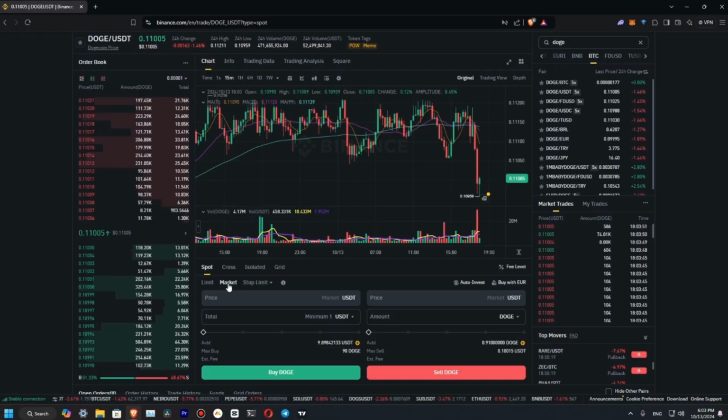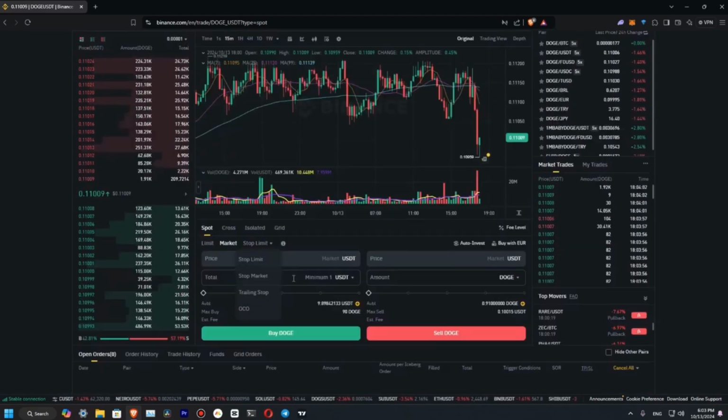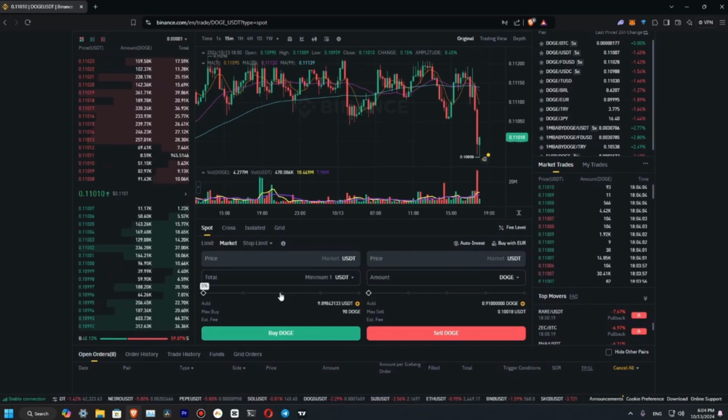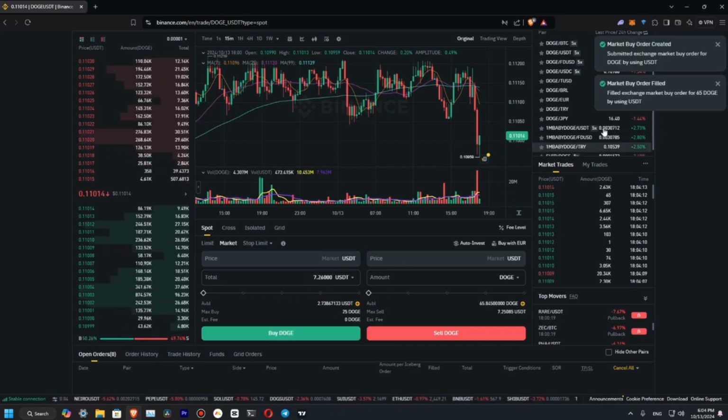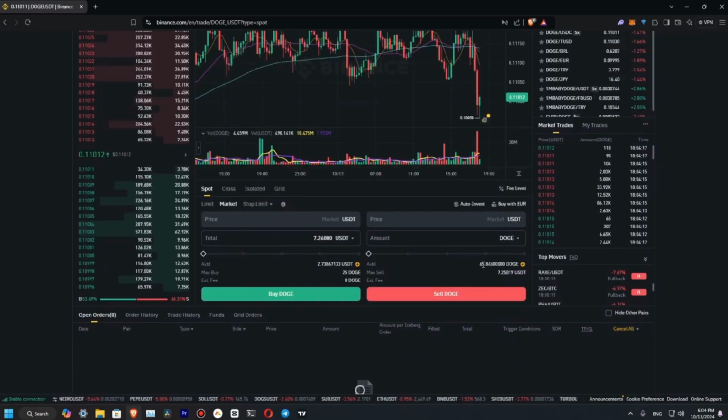It's a similar and fast order type, but may not be the best in a rapidly changing market. The pluses of this way of trading is that your order is executed instantly. For example, let's purchase some Dogecoin, buy.